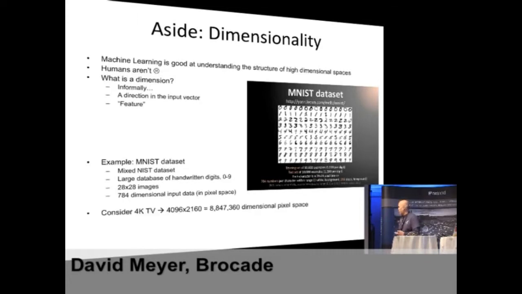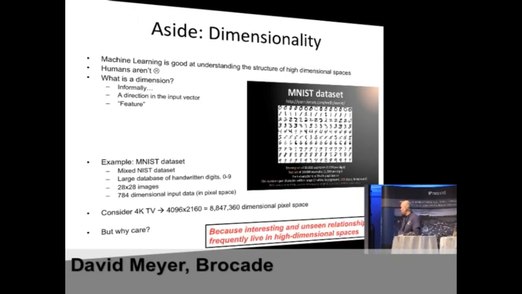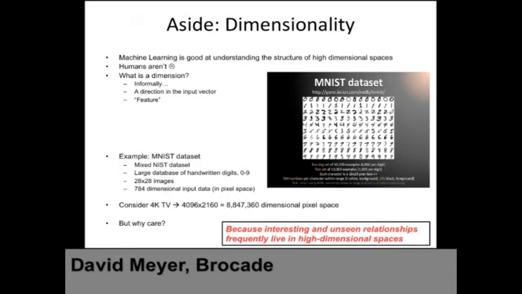A 4K TV image is about 9 million dimensional pixel space, right? So to find something in a 4K TV image, you have to be able to navigate in 8.8 million dimensional space, right? That's computationally difficult, and who can even imagine it? So why care? It's because these interesting relationships in networking and everywhere else really live in these high dimensional spaces, and the signals are inside there.